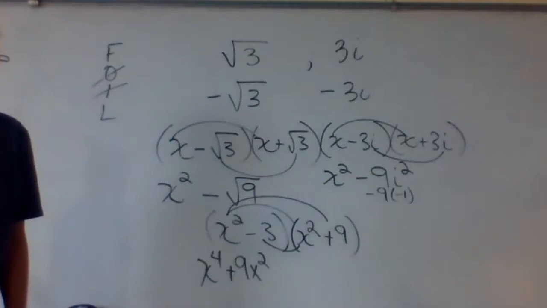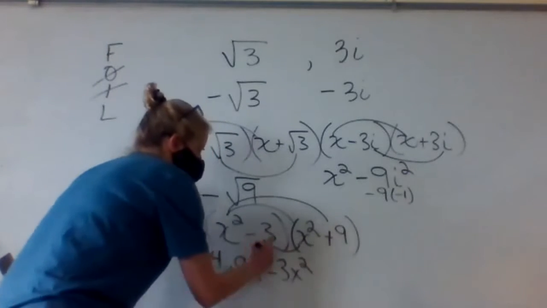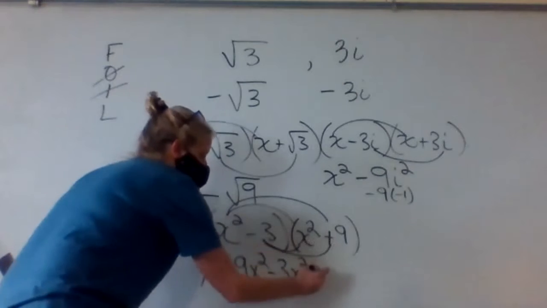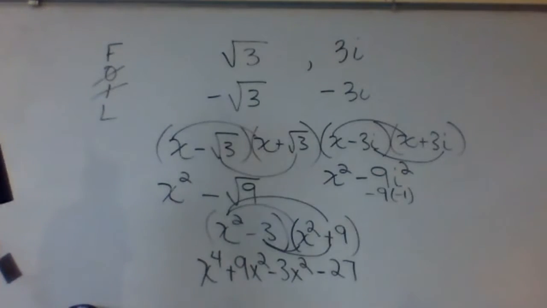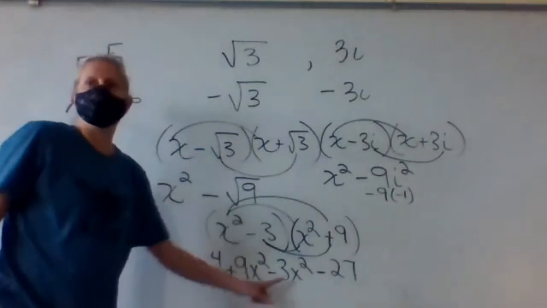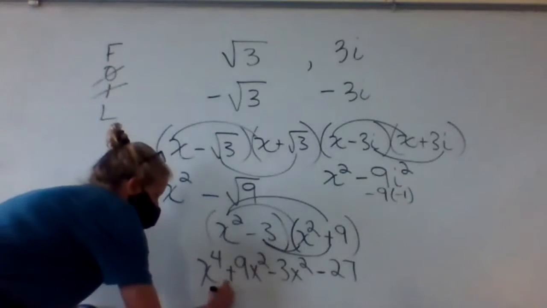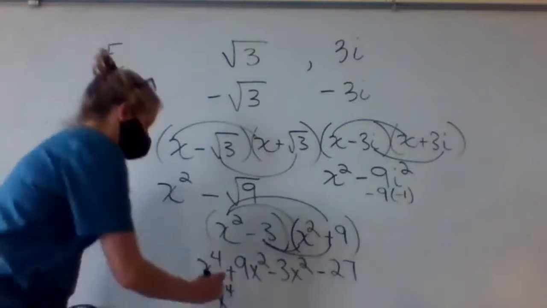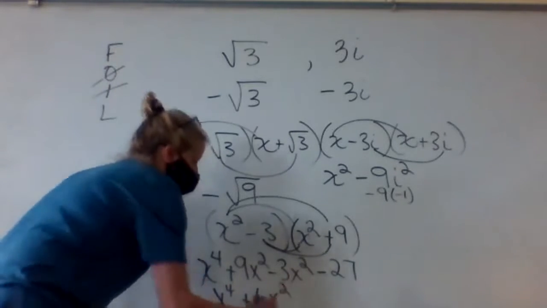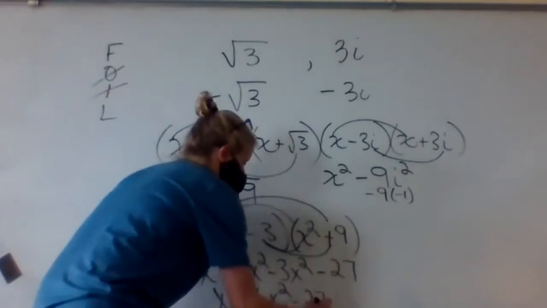My inner, negative 3x squared. And then my last, negative 3 times positive 9 is negative 27. Can I clean that up? Are there terms that you can put together here? Right. Those middle terms, they are both x squared, so put those together. So you have x to the 4th, 9x squared minus 3x squared, so you just have 6x squared. Bring down the minus 27.